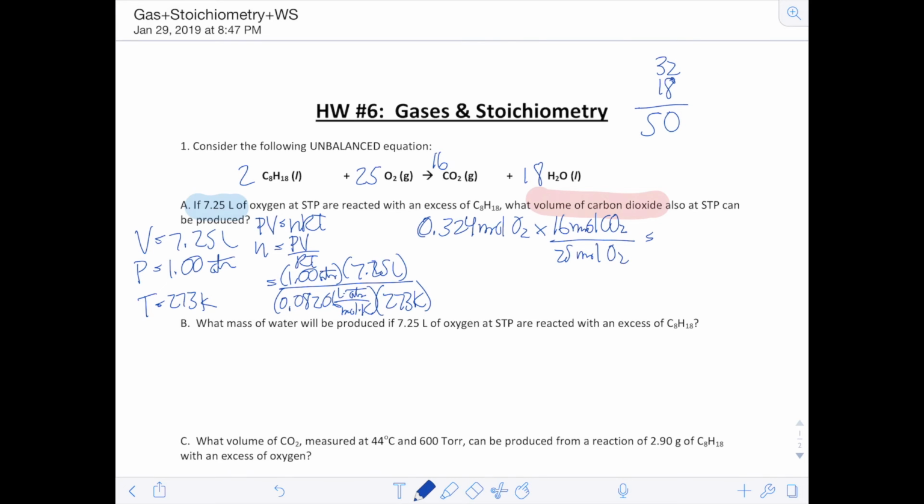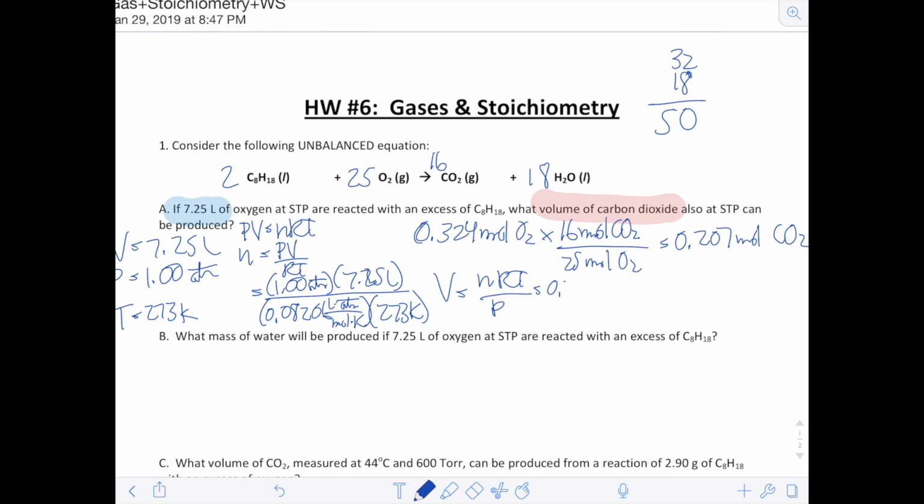So when I do that, I get 0.207 moles of CO2. Now they want to know volume. So I'm going to say V equals nRT over P. So I know the moles, which is 0.207. I know the R, which is 0.08206 liters atm per mole Kelvin, times temperature, which is 273, all over pressure, which is 1 atmosphere.